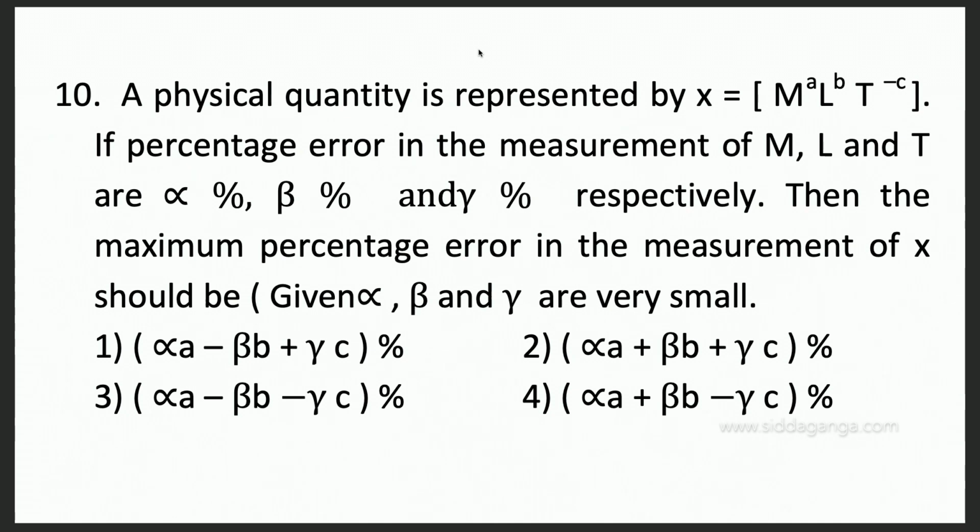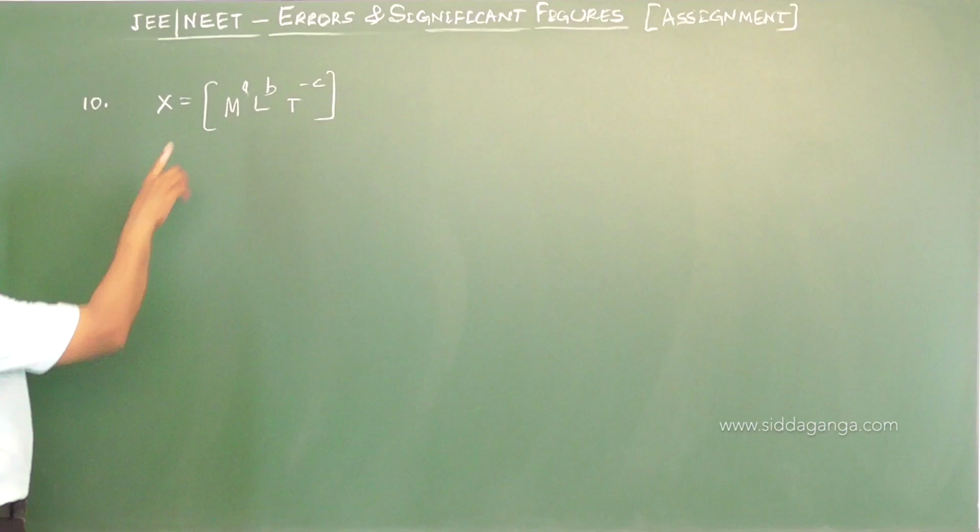A physical quantity is represented by x is equal to m to the power a, l to the power b, t to the power minus c. If the percentage errors in the measurement of m, l and t are alpha, beta and gamma respectively, then the maximum percentage error in the measurement of x is.